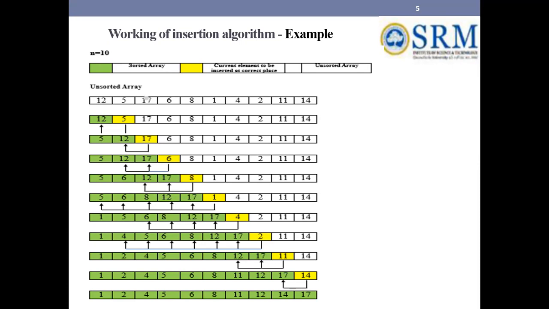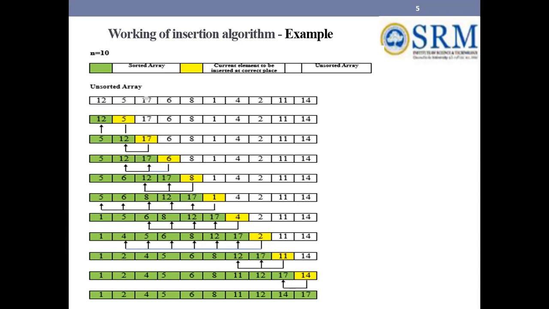Now remaining, we have 1 to 14. The yellow color one is the current element from the unsorted array. Compare 1 with 17. 17 is greater than 1. Move 17 to the next location. Again compare 1 with 12. 12 is greater than 1. Again move 12 to the next location. Again compare 1 and 8. 8 is also greater than the current value. Move 8 to the next location.